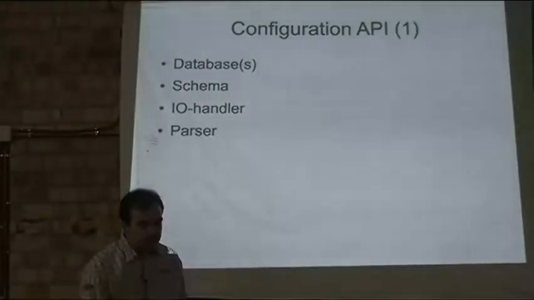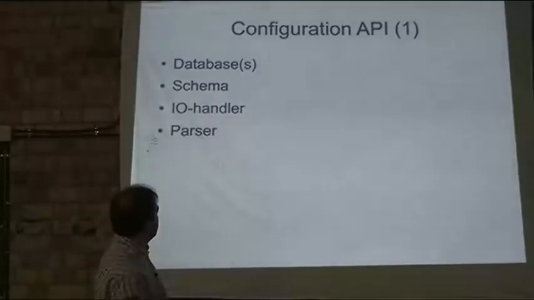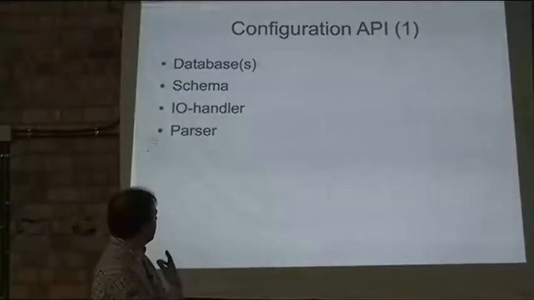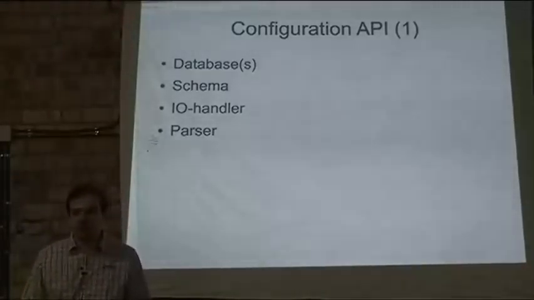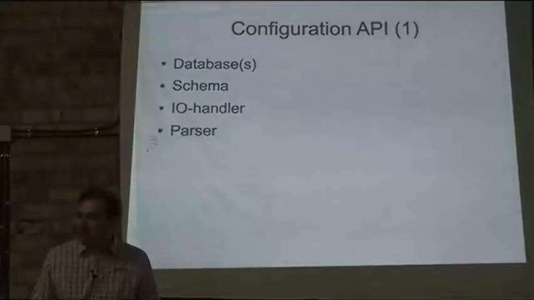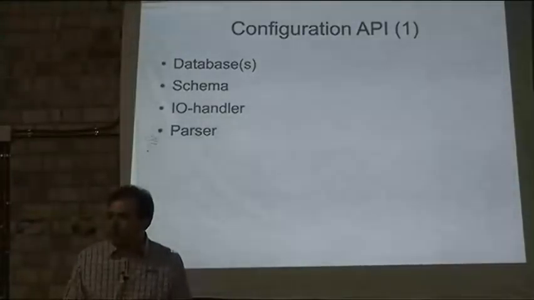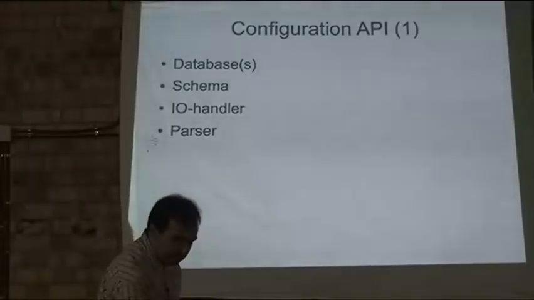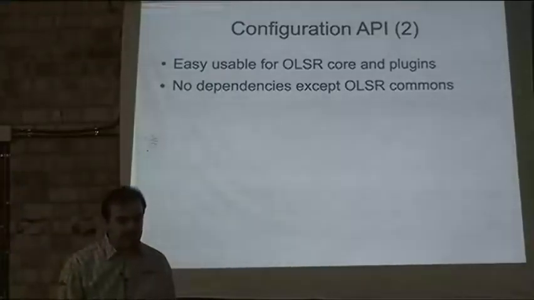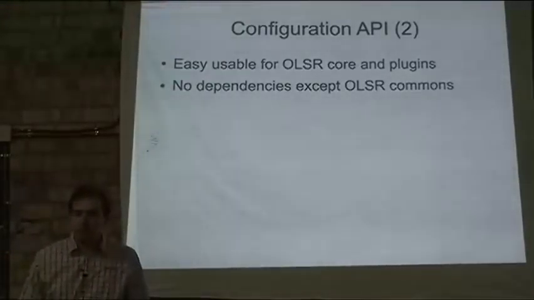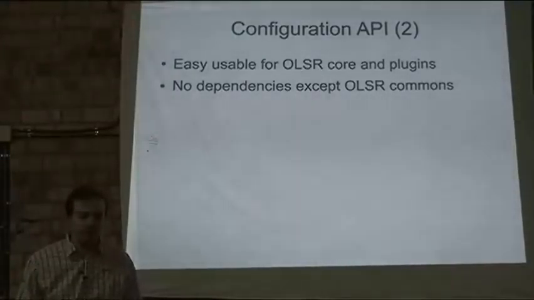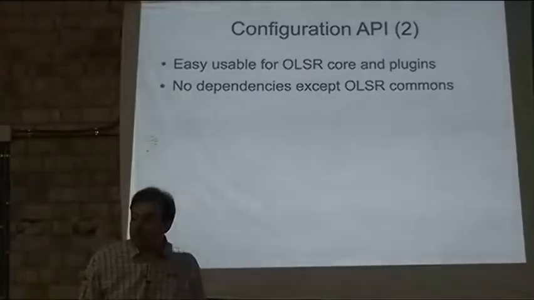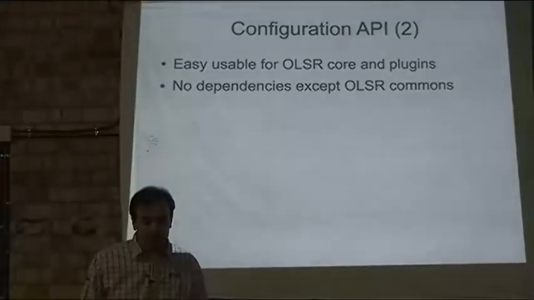So these are basically the building blocks of this API. I've already mentioned the database schema. The IO handlers are what I call what loads or saves the data. Some of them, like LDAP or MySQL, will most likely parse the data themselves. Others just add the data to a binary buffer and then hand it over to the parsers. The idea is that we want to have the same configuration definitions for the core and for the plugins. At the moment we have some different stuff, and I want it to be totally independent from everything else except the OONF commons.